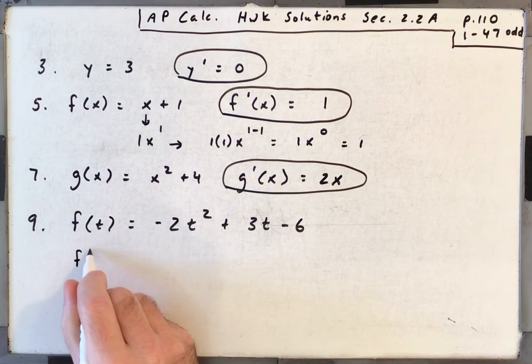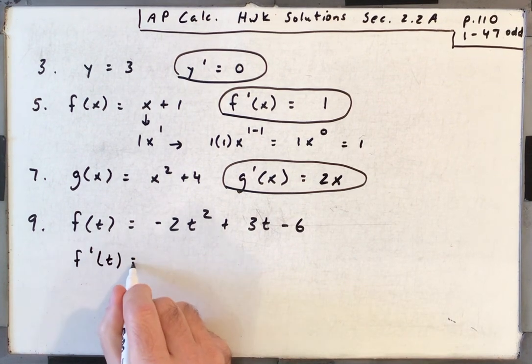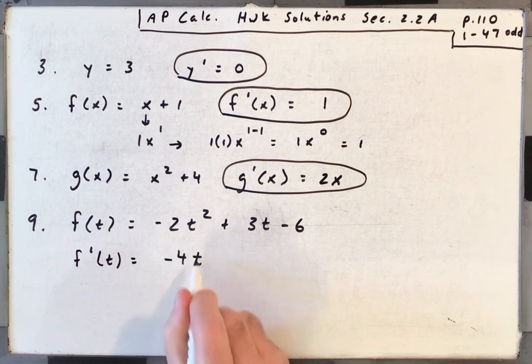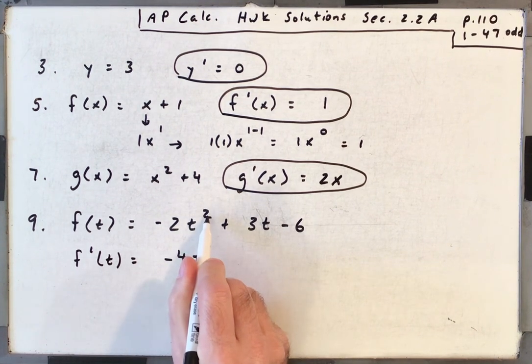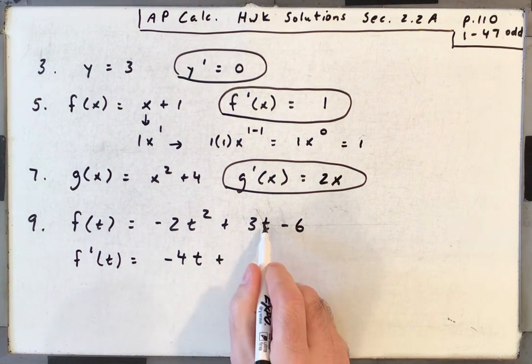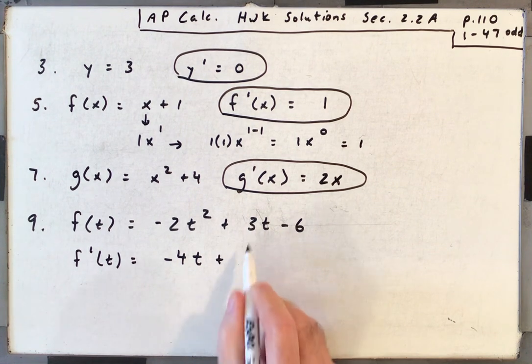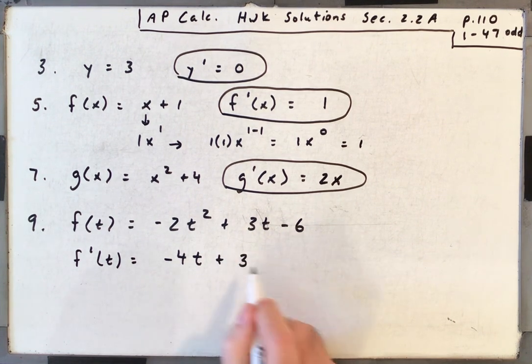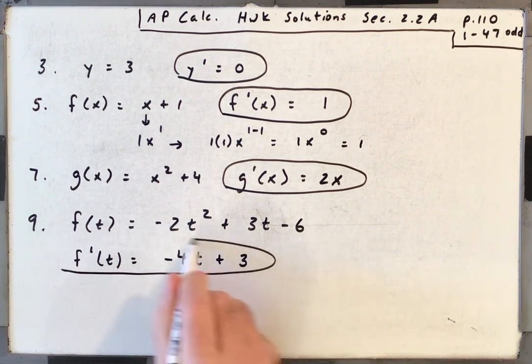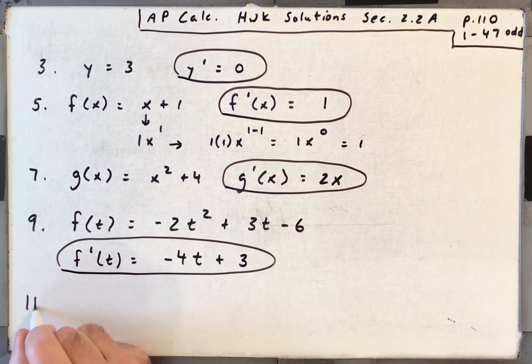Okay, f prime of t. 2 times negative 2 is negative 4. T to the first power, 2 minus 1 is 1, don't have to write that. Plus, remember the derivative of 3x is just 3, it's just the coefficient, so 3t would be 3. The derivative of negative 6 is 0.